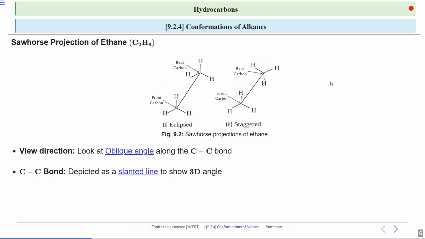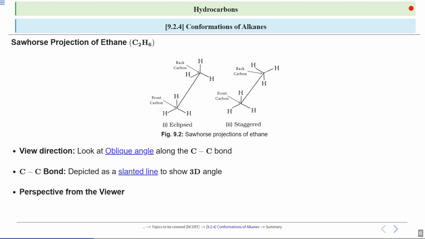First of all, in the Sawhorse projection, the carbon-carbon bond is depicted as a slanted line. You can see it here in the diagram. This is the slanted line that is being drawn here. This slant represents the 3D angle between the atoms, helping us to visualize the molecular geometry and understand its chemical properties. Now, from the viewer's perspective, the Sawhorse projection provides a clear view of the molecule's structure. So this perspective is being given here.